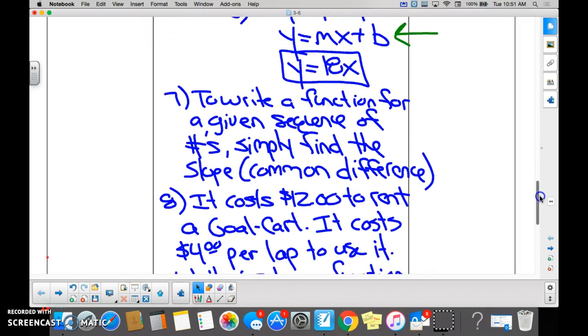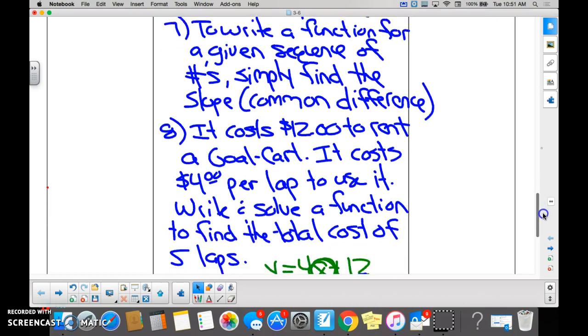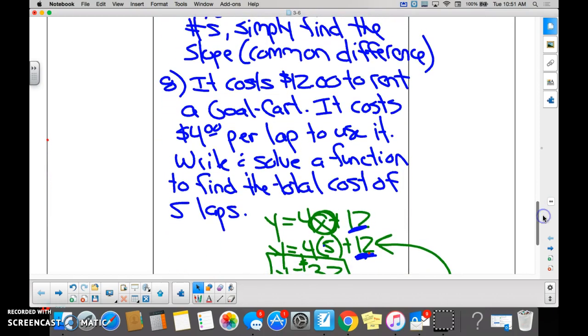I think number 7 was just information for you to write a function for a given sequence of numbers. Simply find the slope, which is what we just did. And then number 8, given a word problem like this, you simply write your slope-intercept equation, and we can find the answer for any value we want. Questions?